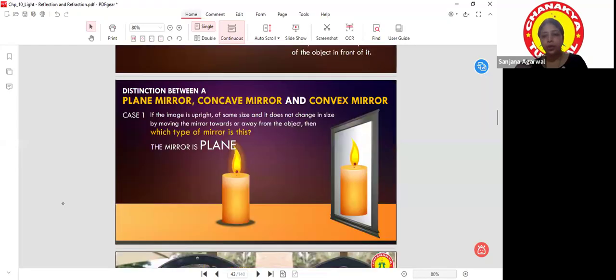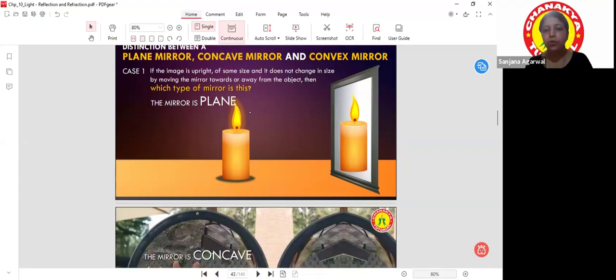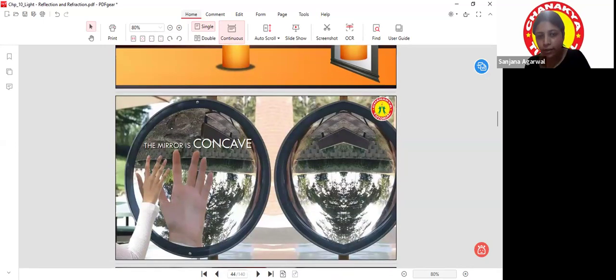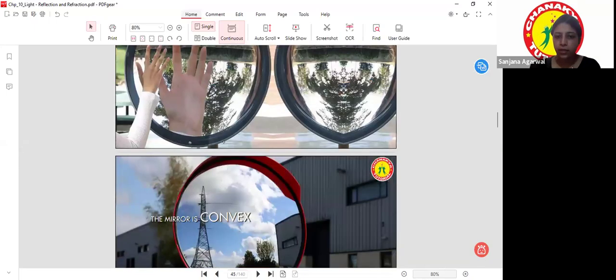How can you identify the type of mirror by just looking at it, if you are not allowed to touch it? If the image is upright, of the same size, and it does not change in size, that type of mirror is a plane mirror. Otherwise, if you get an erect and enlarged image, the mirror is concave. But if you get a smaller sized image, then the mirror is convex.